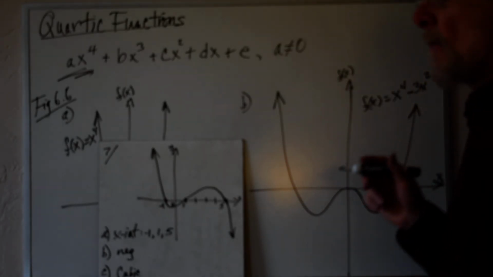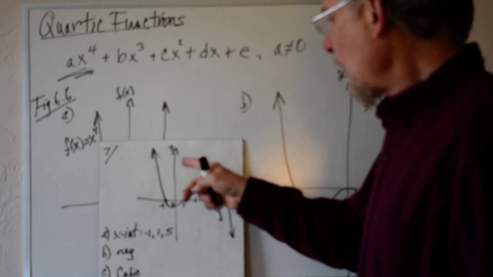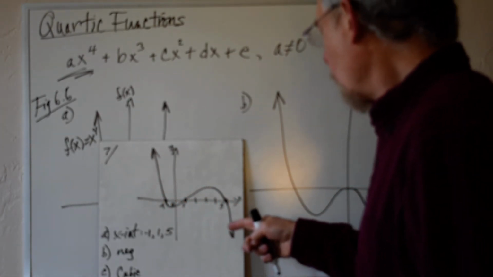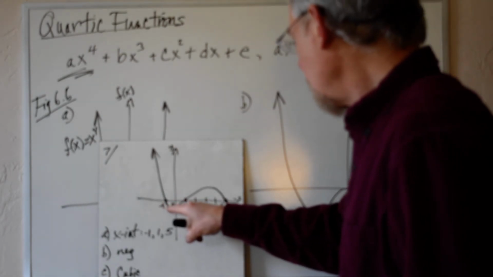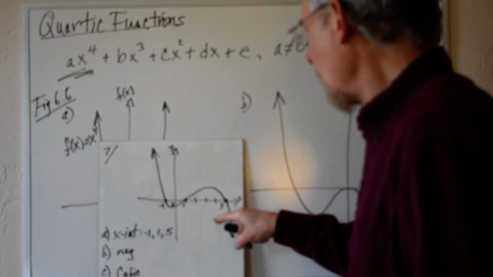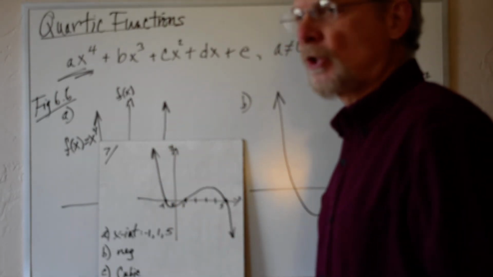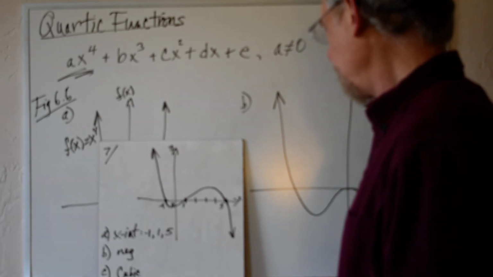Okay, how did you make out with number 7? In number 7, you're given a graph, and the graph kind of indicates where the x-intercepts are, and you're asked to just give information about this function without ever knowing the equation of the function.